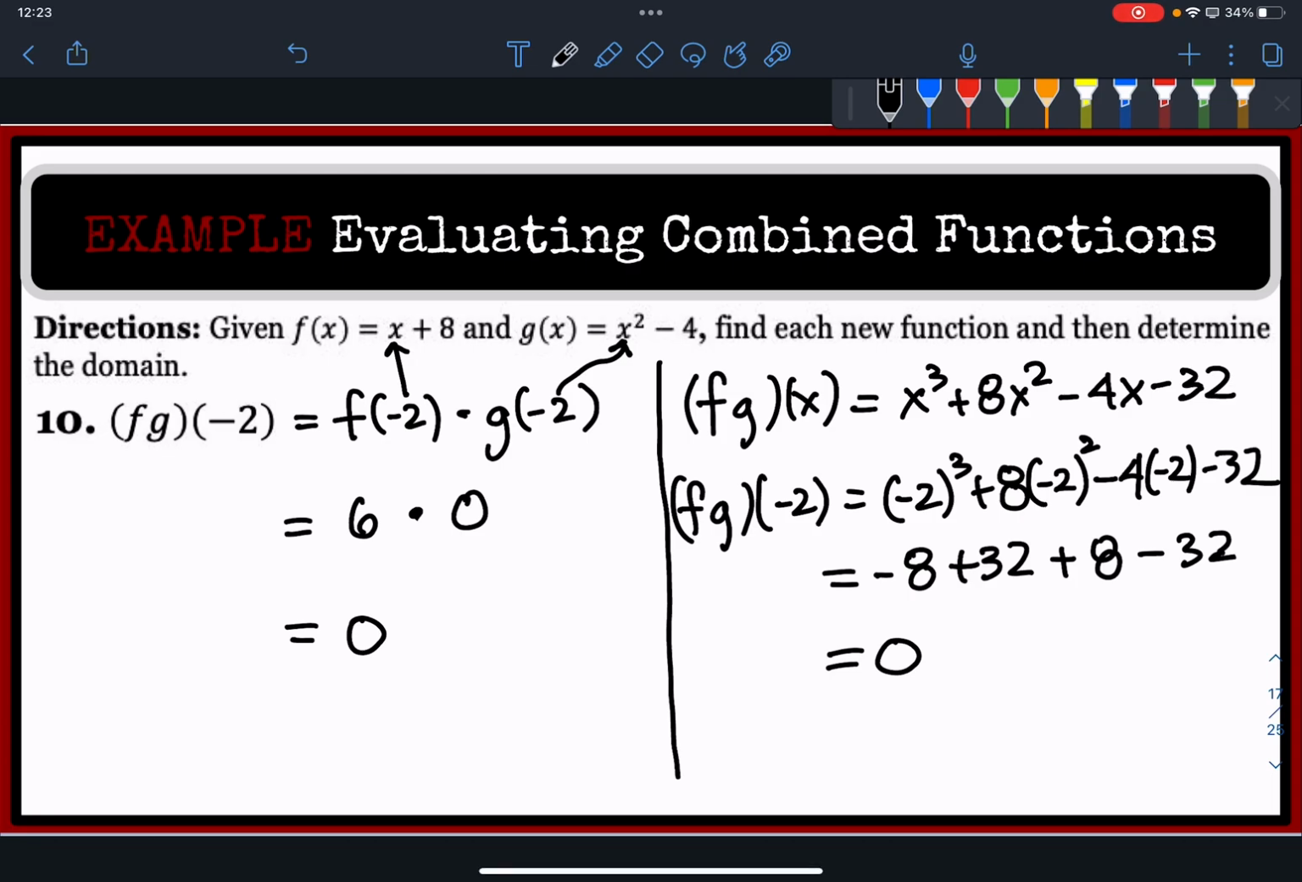And again, like I said, look how much more convenient it is to first plug it in and then do the operation, rather than do the operation, get to this new function, and then plug in the value. But again, it's up to you to decide what you would rather do.